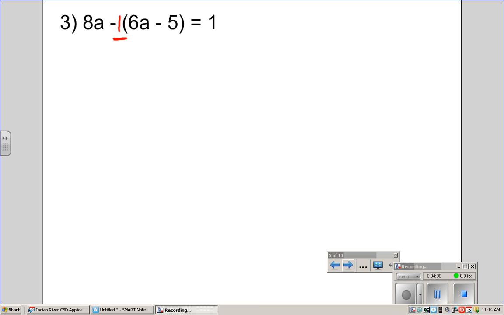So what we're going to do is multiply the 6a minus 5 times negative 1. So a negative 1 times 6a is a negative or minus 6a. A negative 1 times a negative 5 would be positive 5. Now be careful on this. When you look at the left side of the equation, we have 8a minus 6a. They're on the same side, so you combine them. 8a minus 6a is 2a.